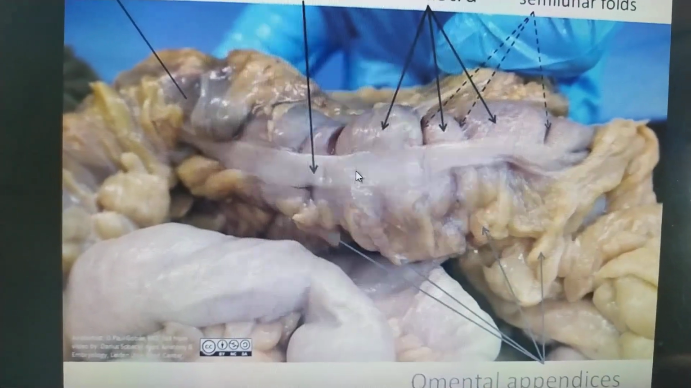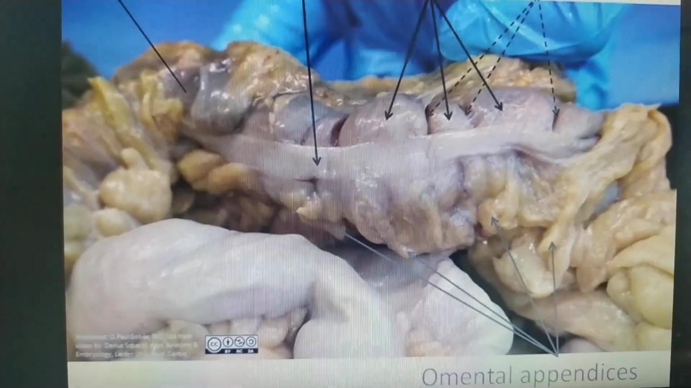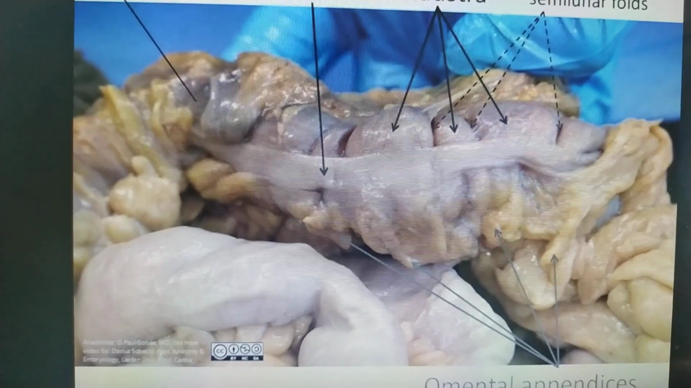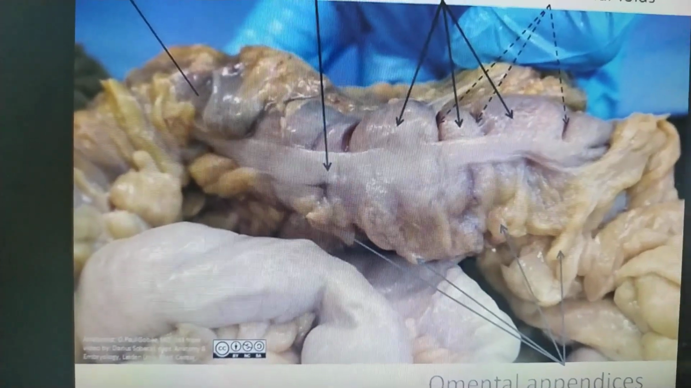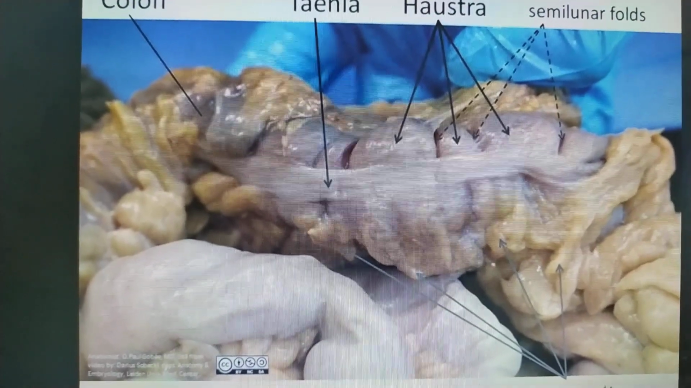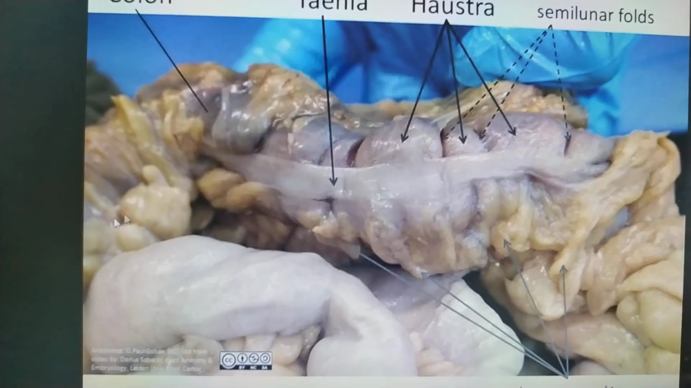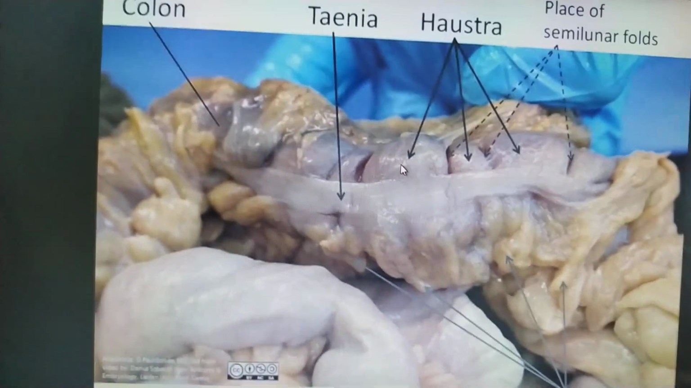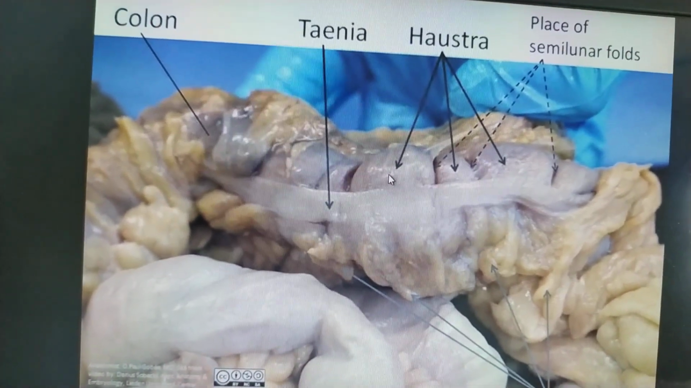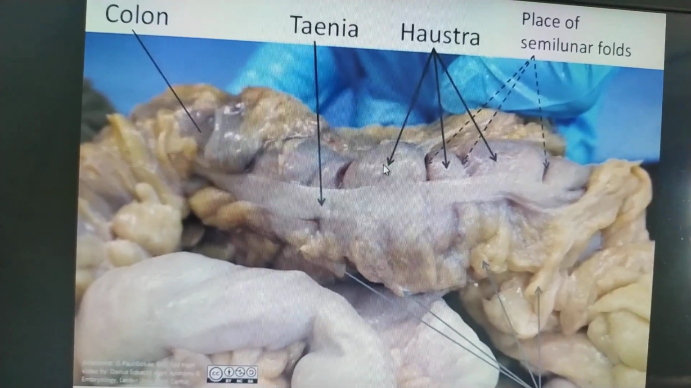Okay, now first of all you can see here the taenia coli. So taenia coli are three thickened ribbon-like bands produced by the longitudinal muscle coat of the colon. Now the length of this taenia is shorter compared to the circular muscle coat of the colon, which produces haustration and sacculation in the colon. Okay, so here you can see this is a taenia coli and this is a haustration.